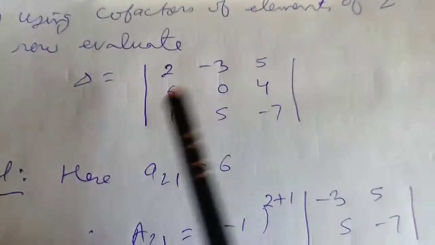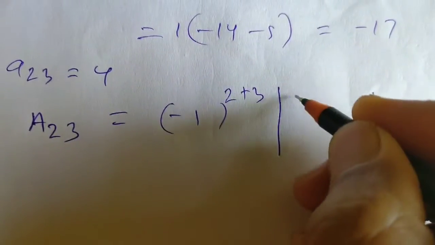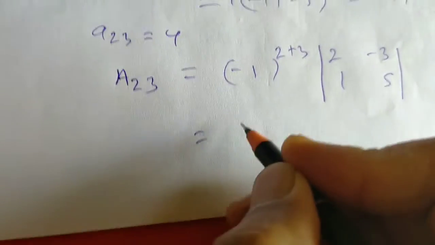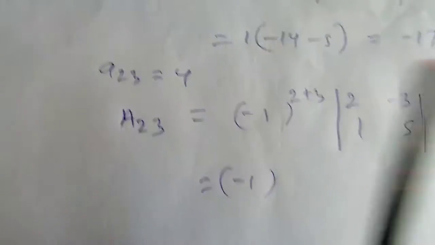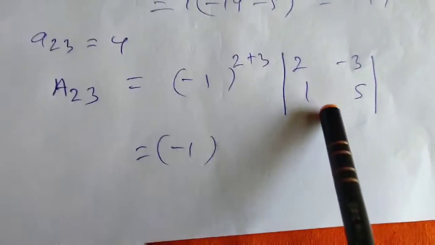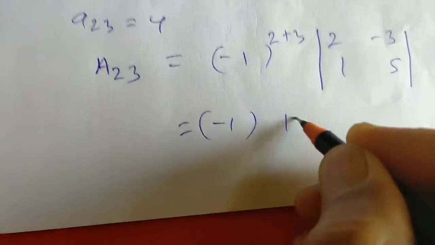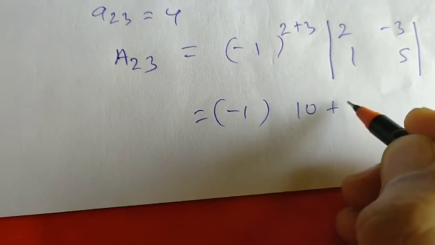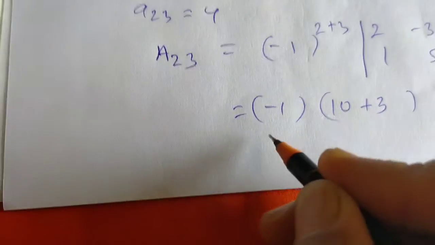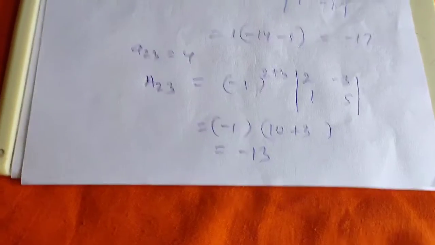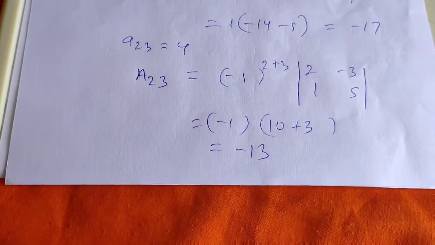Cancelling out the elements of row 2 and column 3, we have 2, minus 3, 1 and 5. So minus 1 raised to 2 plus 3, which is 5. 5 is an odd number, so it will become minus 1. Now let us simplify this. 5 times 2 is 10. Minus 3 into 1 is minus 3, and we have to subtract it, so 10 minus minus 3 is 10 plus 3. So together we will get minus 13. So this is minus 13. Now we will find the value of the determinant.